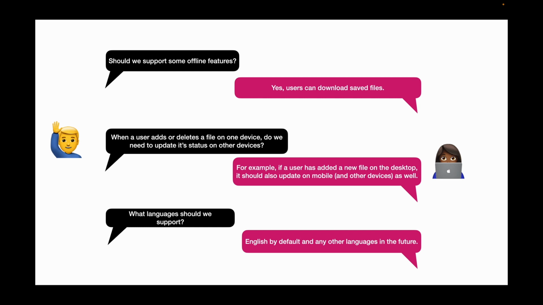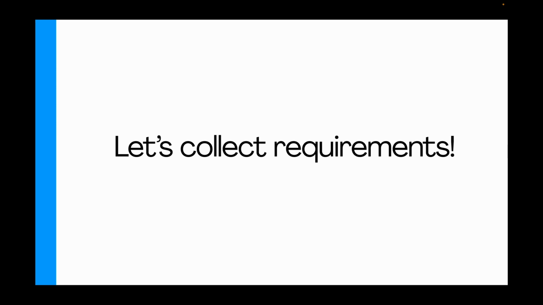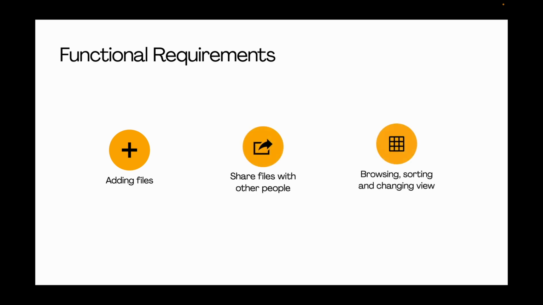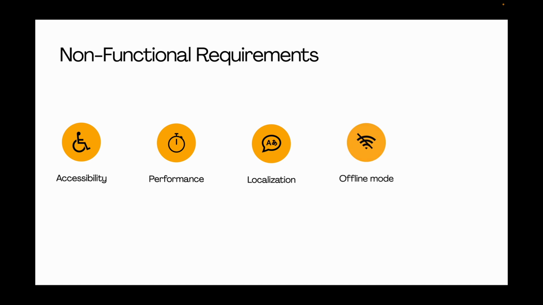So now we are ready to collect requirements. Let's start with functional requirements. Users should be able to add files, share them with other people, browse, sort, and search files. Non-functional requirements include accessibility, performance, localization, offline mode, and security. Once we have covered these aspects, we need to ensure that we're on the same page with the interviewer. So it's a good time to ask them if our list of requirements is okay.